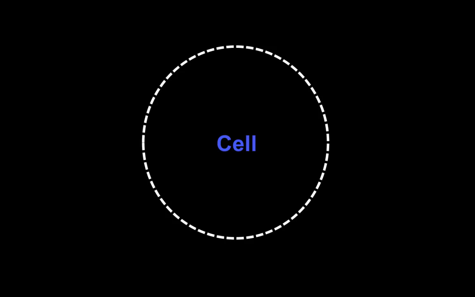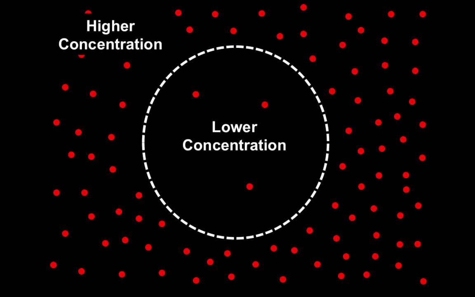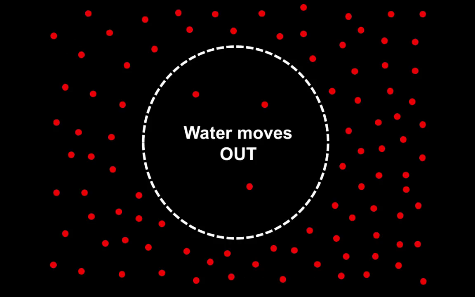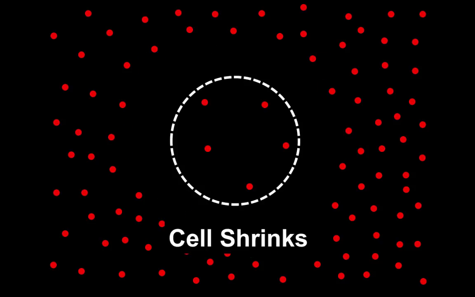So here's an example. Here we have our cell. There's water inside and outside of it, and there's solute on the inside and the outside. Now, obviously, there's a much higher concentration outside than inside. So, since water goes to the higher number, water is going to move out. And it's just like if you let water out of a water balloon. If there's less water in the balloon, it will shrink. And the cell will do the same thing. The cell will actually shrink.